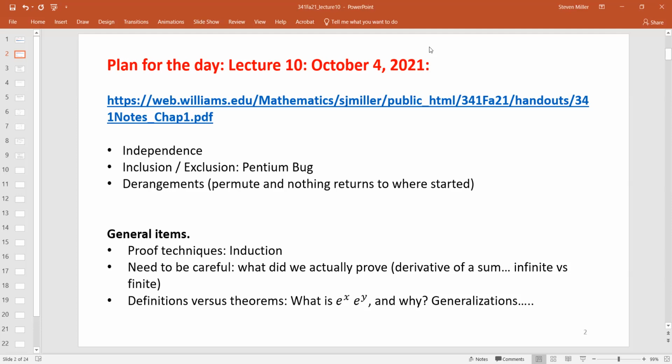Some general items: depending on how much time there is, we'll talk a little bit about proofs by induction. Out of curiosity, how many people have seen proofs by induction? Okay, excellent. Most people have seen proofs by induction. It is not a prerequisite for this course. It is useful in terms of being able to rigorously prove a variety of things.